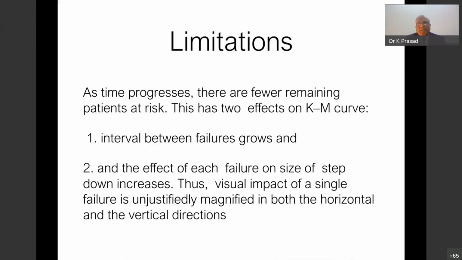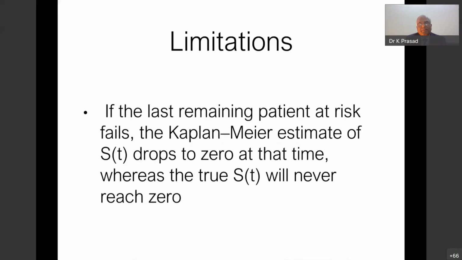Let's say as time progresses and very few patients remain in your survival analysis, then there are two things. One is that the interval between events will grow because very few people are there. And also the effect of each event or each failure on the size of the step will increase, because if there are only 2 people and 1 person dies, that is a 50% drop. So you can see there is a big drop in the size of the step. That will visually magnify your impression, but that is not correct. So you have to keep in mind towards the end not to give much importance to that part of the survival curve.